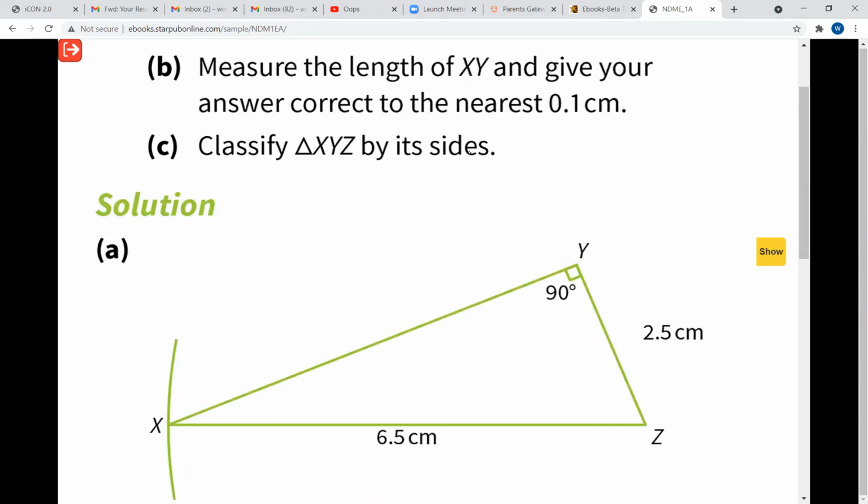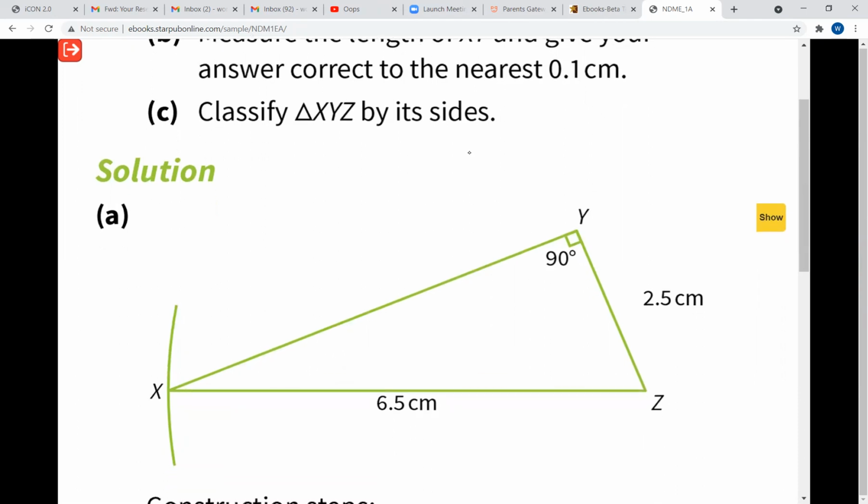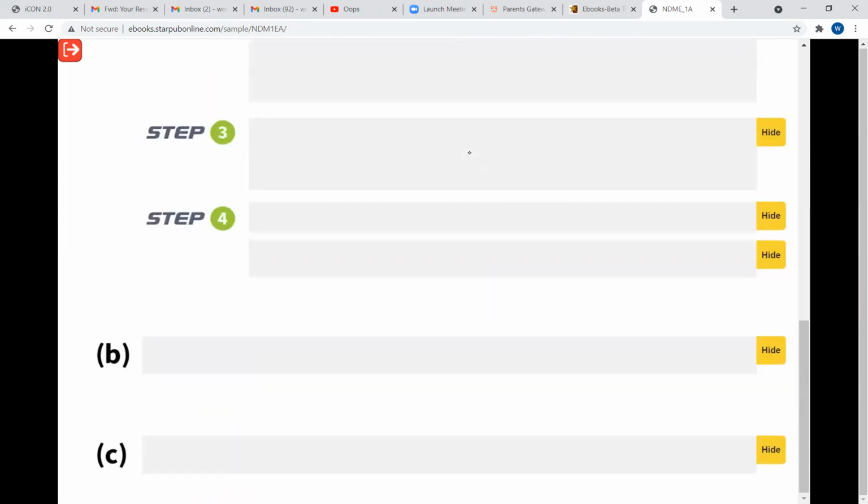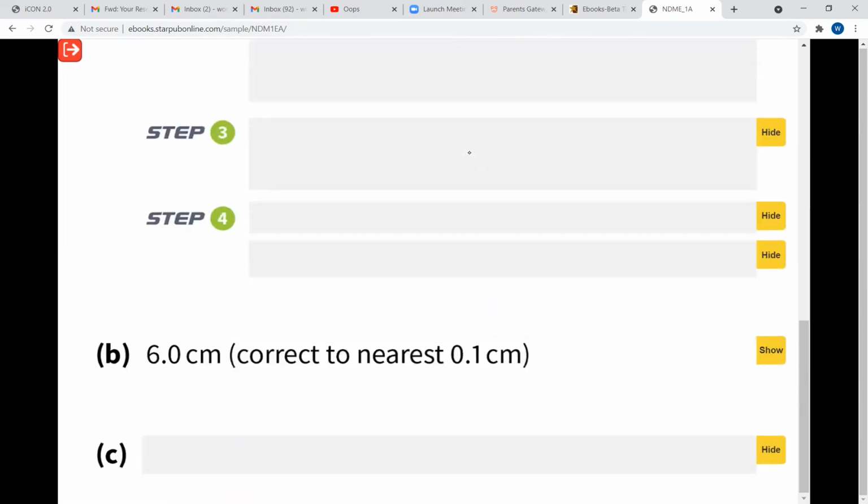Next one, measure the length of XY, give the answer correct to the nearest 0.1 cm. Why does it have to be equal to the nearest 0.1 cm? Because the ruler only can measure 1 mm, up to 1 mm only. So that's why nearest 0.1 cm. So let's look at what the length XY would be. 6.0, sorry.